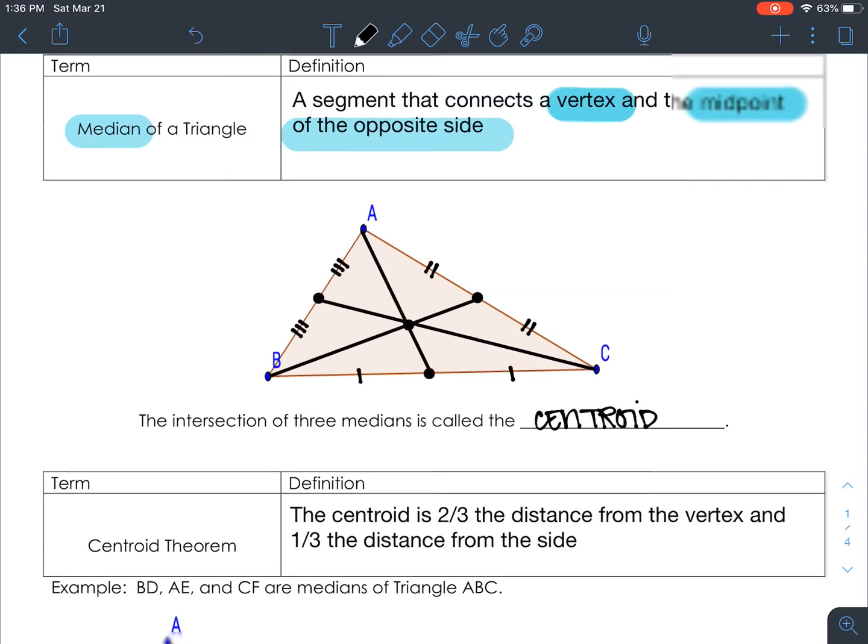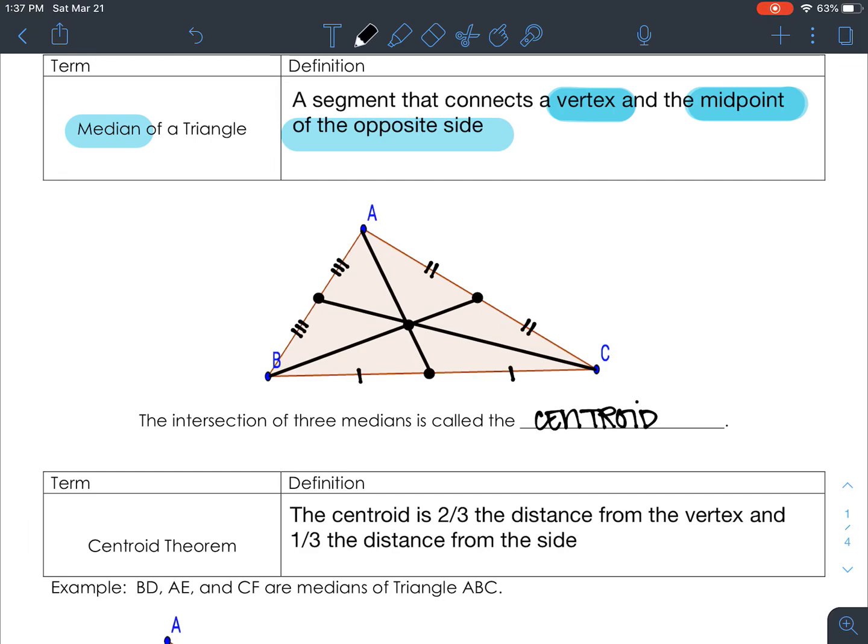Now, when we were dealing with perpendicular bisectors, we discovered that the type of triangle forced that circumcenter to be either inside the triangle, outside of the triangle, or on the triangle. And we discovered that if the triangle was acute, it was going to be on the inside. If the triangle was obtuse, the circumcenter was going to be on the outside, and if the triangle was right, it was going to be on the triangle.